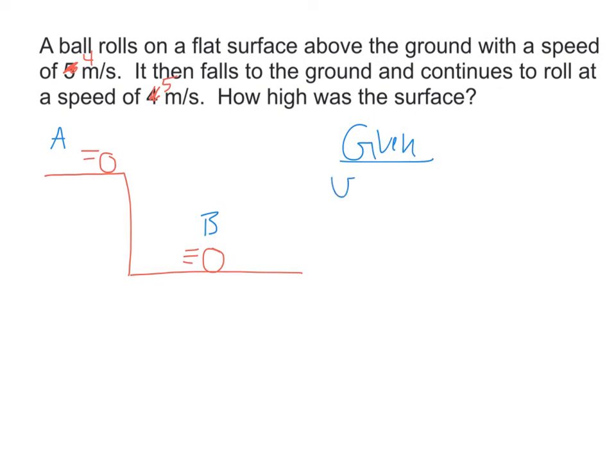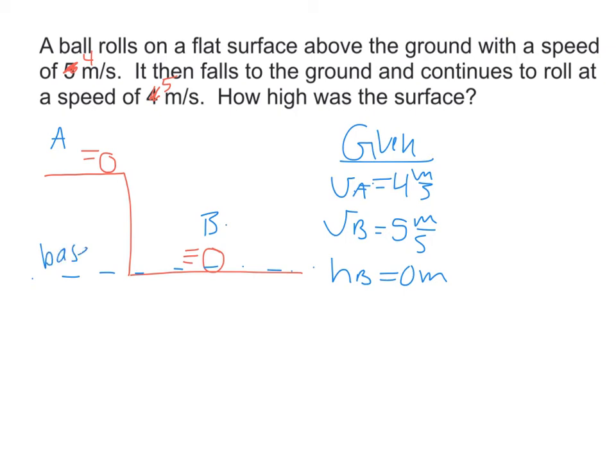We know that the speed at A is 4 meters per second. We know that the speed at B is 5 meters per second. And we know that the height at B is 0 meters, if we label this right here as our base level. Makes sense, ground is usually the easiest thing to make the base level. And what's it asking us to find? We want to know the height at A.